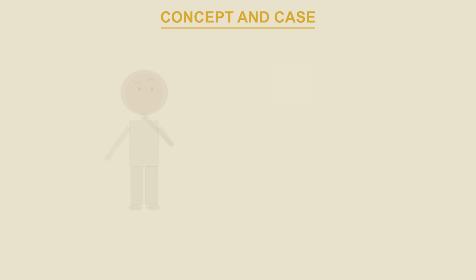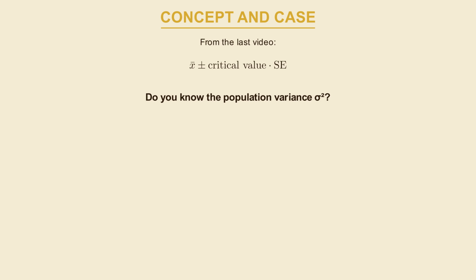In the last video, we built a confidence interval using the formula: the sample mean plus or minus a critical value times the standard error. What we didn't pin down is where the critical values come from. Today that's the focus, because the answer depends on a question that turns out to matter a lot. Do you know the population variance or not? This will end up being an important distinction because it changes which distribution we're going to be using.